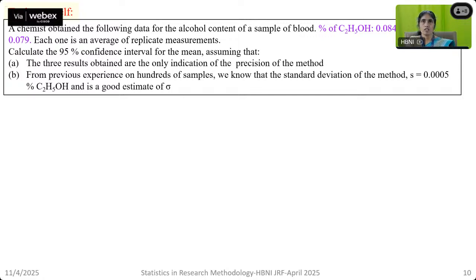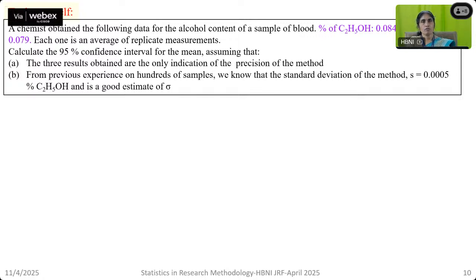only the indication of the precision of the method. That means we do not know the population statistics sigma. Here the question says that go and apply t-test. In the B part of the question, from the previous experience on hundreds of samples, we know that the standard deviation of the method is known and it is a good estimate of sigma. So the B part of the question asks you to go and refer to the Z table and apply accordingly. First part is to take help of the T table. Second part is to take help of the Z table.